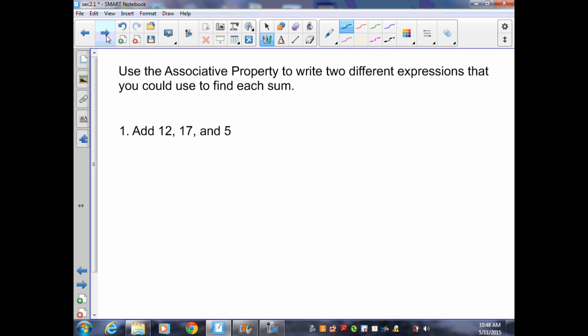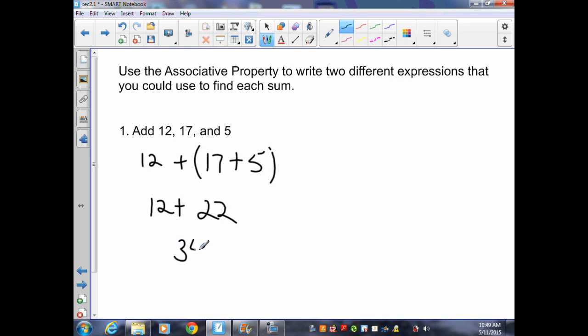In this example, I want to use the associative property to write two different expressions that you could use to find each sum. I want to add 12, 17, and 5. So I'm going to put down 12 plus 17 plus 5. And notice I left some spaces. What I'm going to do here is use the associative property. So here I'm going to group the last two first. And when I find the sum, I bring down my 12. Because of order of operations, I do what's inside my parentheses first. 17 plus 5 is 22. And 12 plus 22, I get 34.